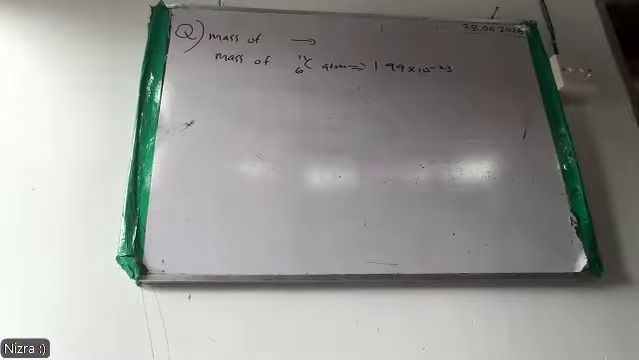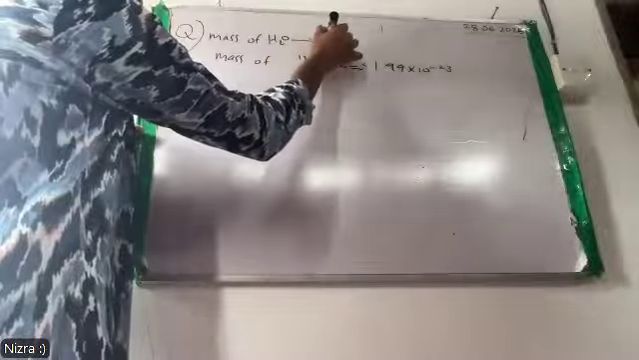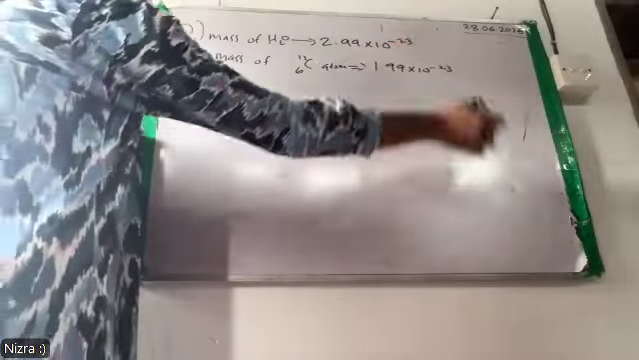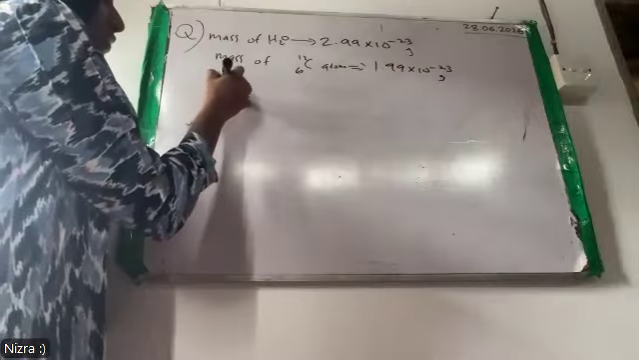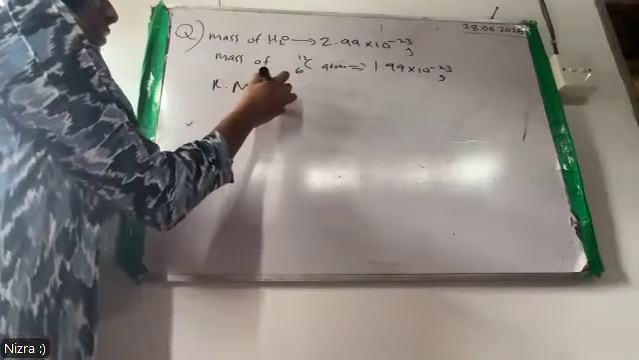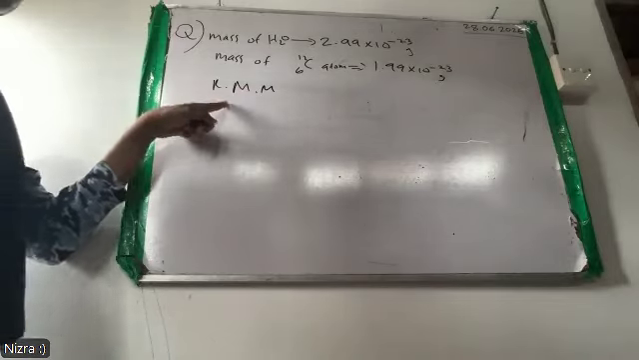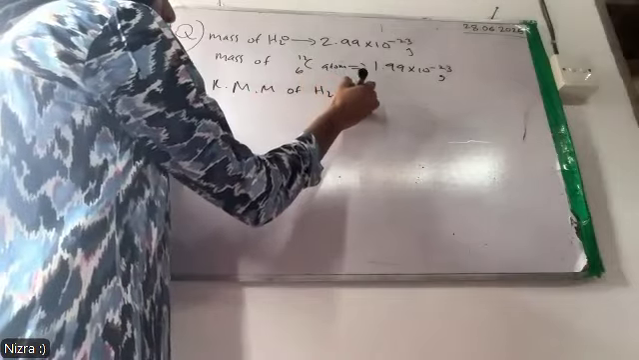Okay, they have given water. So mass of water. Water is what? H2O. 2.99 into 10 to the power minus 23 grams. All in grams. So now they will ask the relative molecular mass. Now earlier I put RAM because it's atom. Now it's molecule. Okay, relative molecular mass of water they are asking.